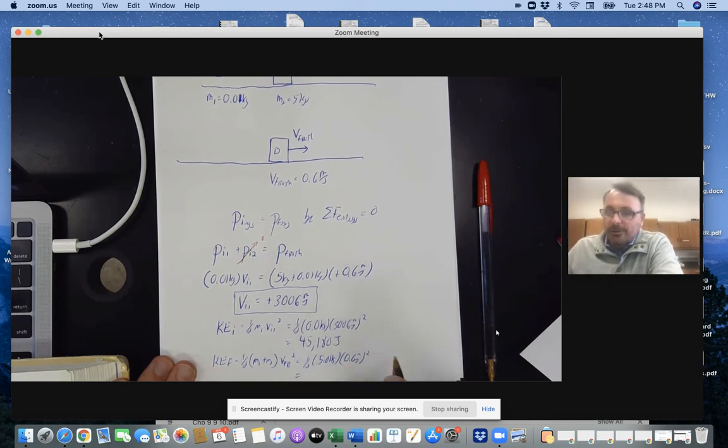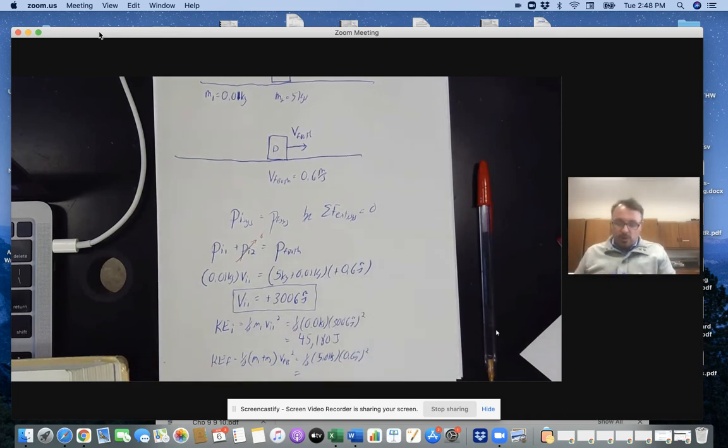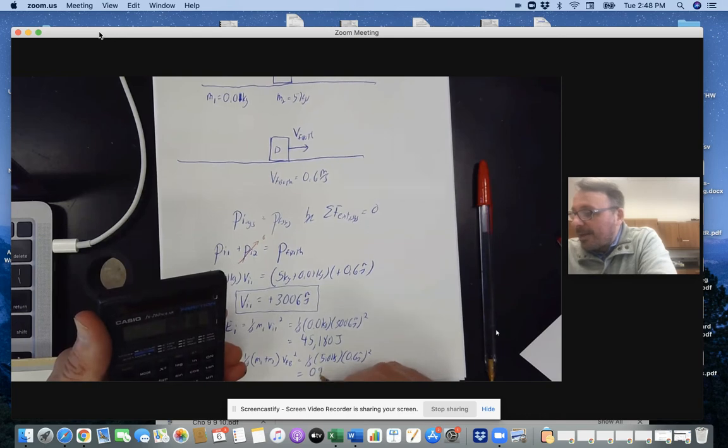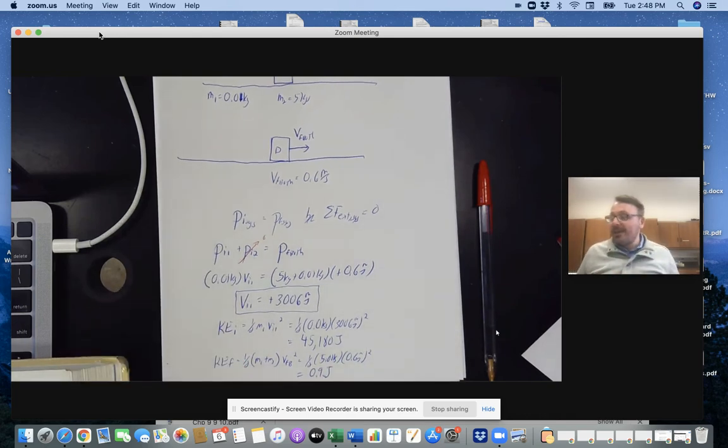I think you can clearly see just numerically that there's no way that's going to be the same number, right? In fact, it's drastically less. It's about 0.9 joules, right? So a lot of that energy seems to have gone away. So energy is not conserved here.